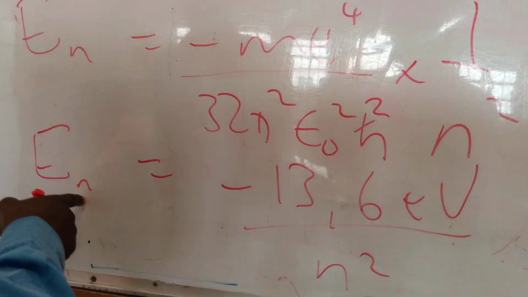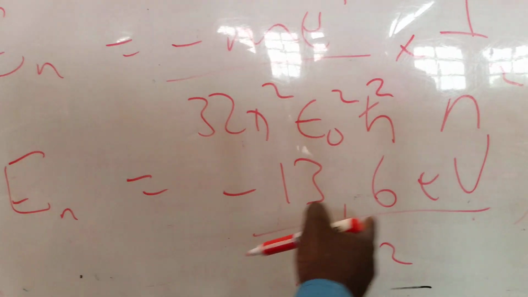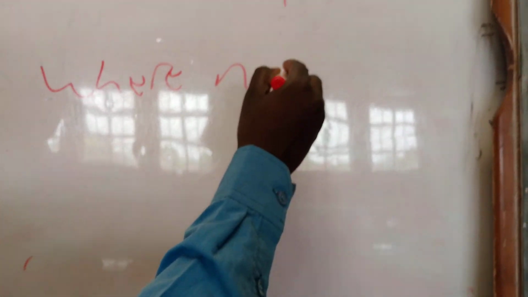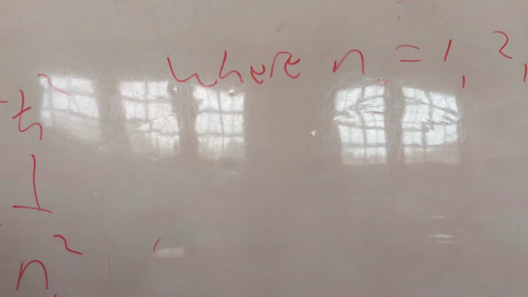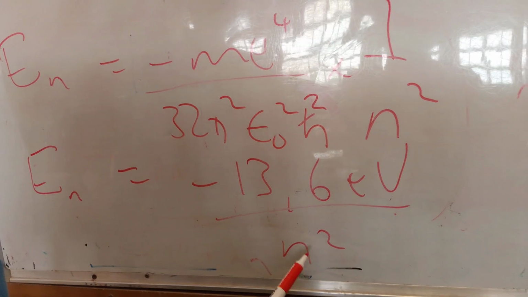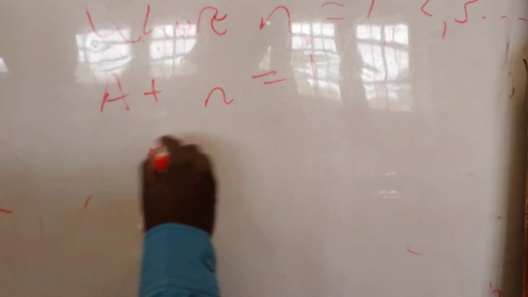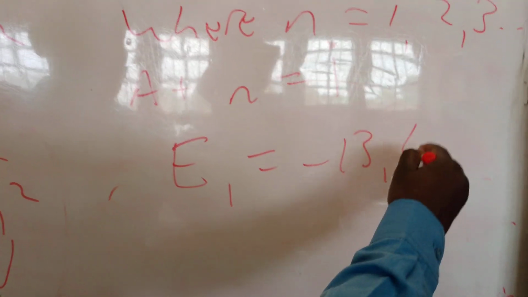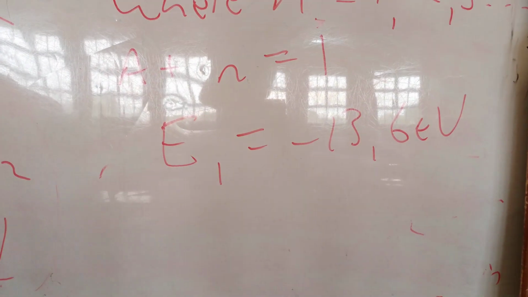So the energy in the hydrogen atom is quantized. The energy at the nth level corresponds to minus 13.6 over n squared, where n is equal to 1, 2, 3 up to infinity. So you can calculate the energy of the hydrogen atom at the lowest energy level, which is n equal to 1. At n equal to 1, this is equal to minus 13.6 electron volts. You can calculate it for n equal to 2, n equal to 3, and so on.